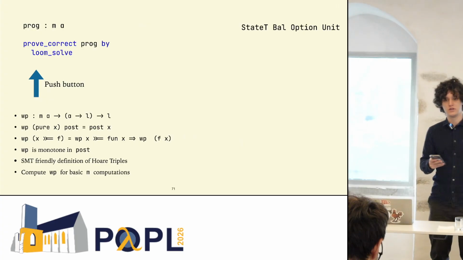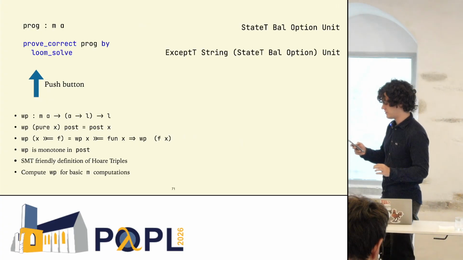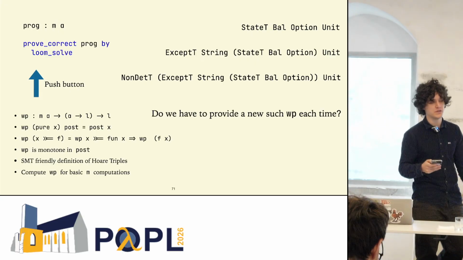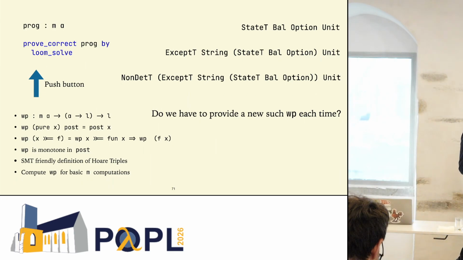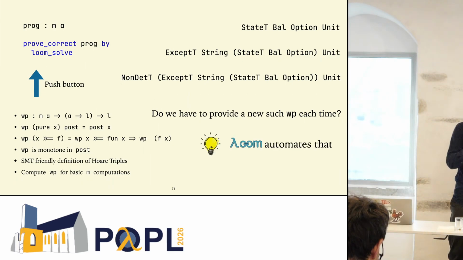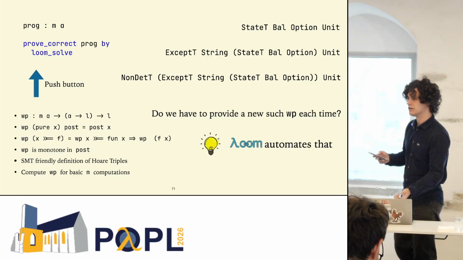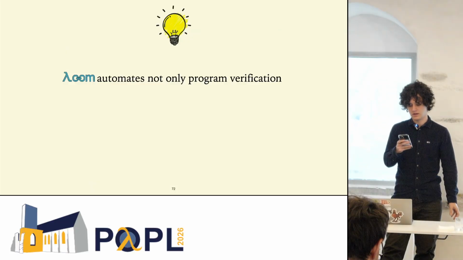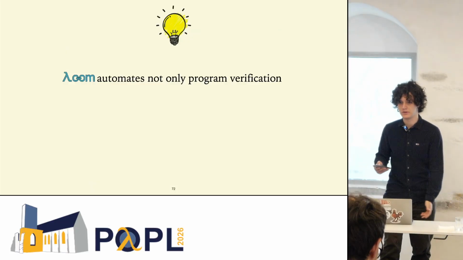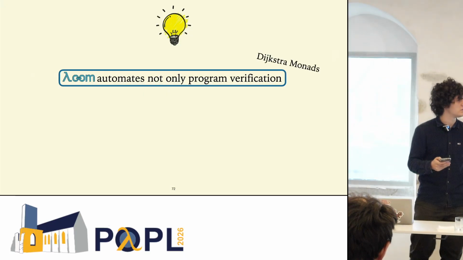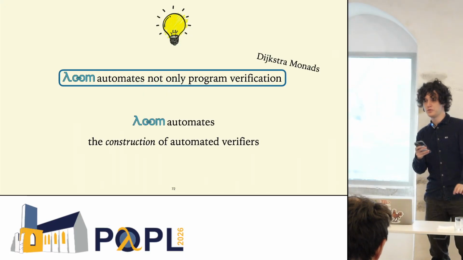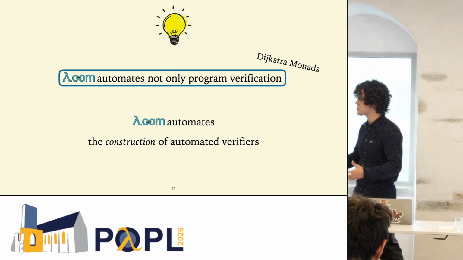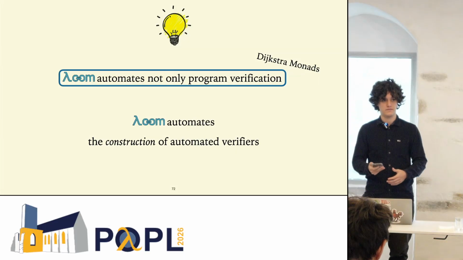Now, even in this small example, we had to change the monad stack at least 3 times. Does it mean that we also always have to provide a new WP and prove these properties over and over again? And that's exactly what Loom helps you with. In Loom, we not only automate the program verification, which arguably has been done by the extra monads 10 years ago, but we also simplify the process of construction of automated verifiers.